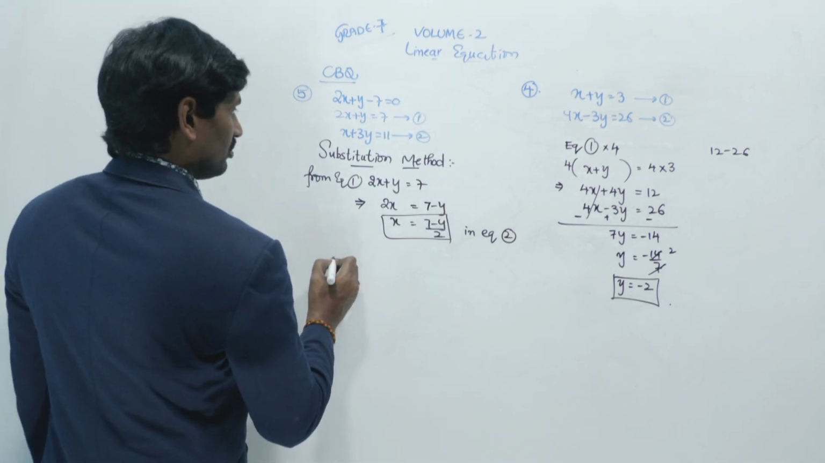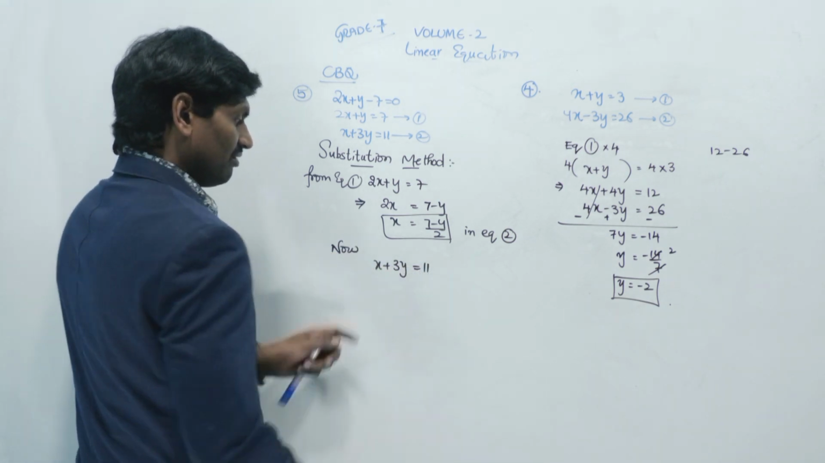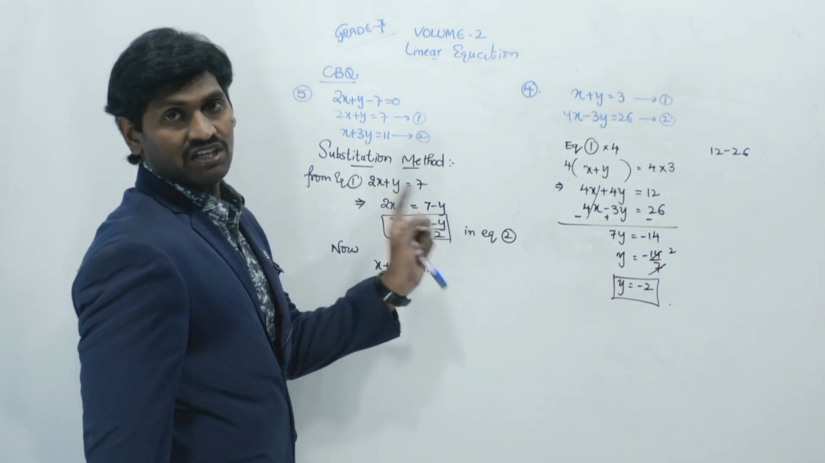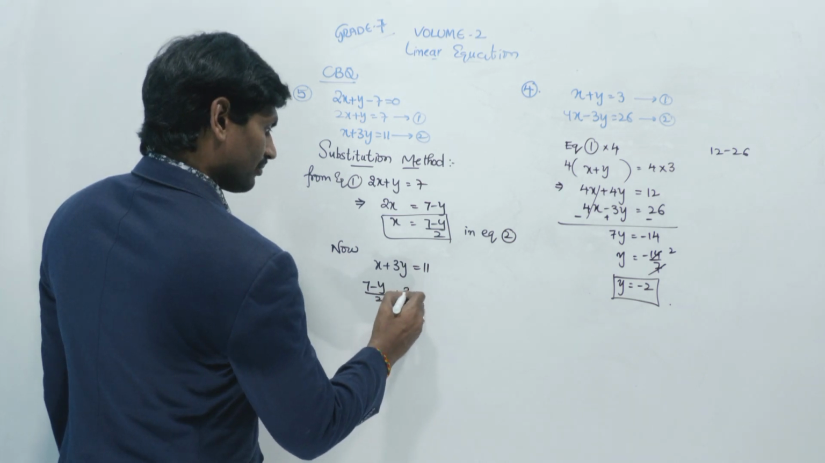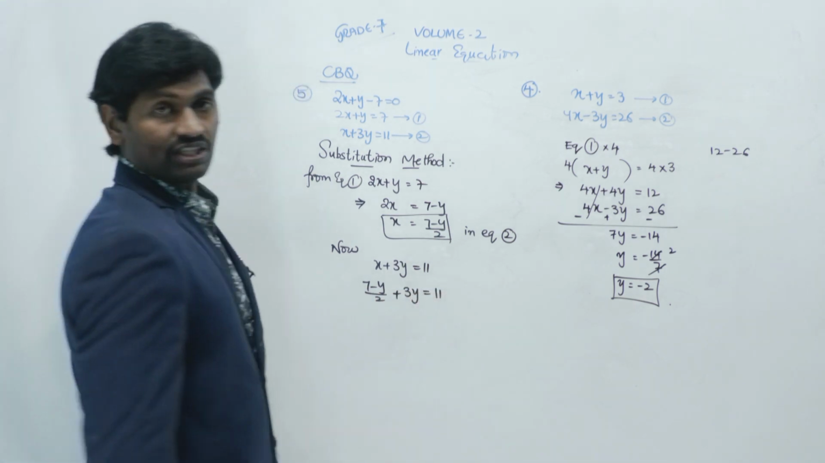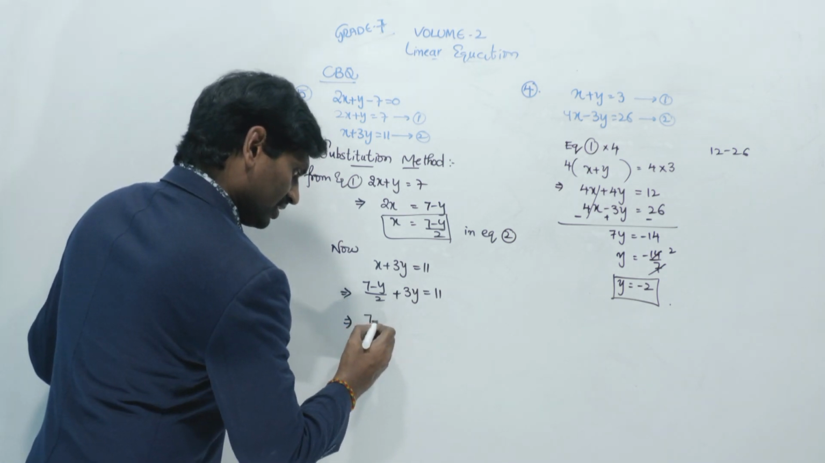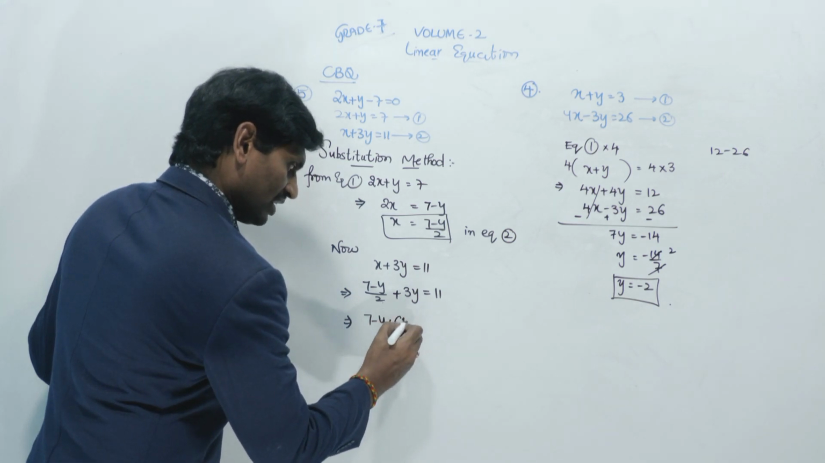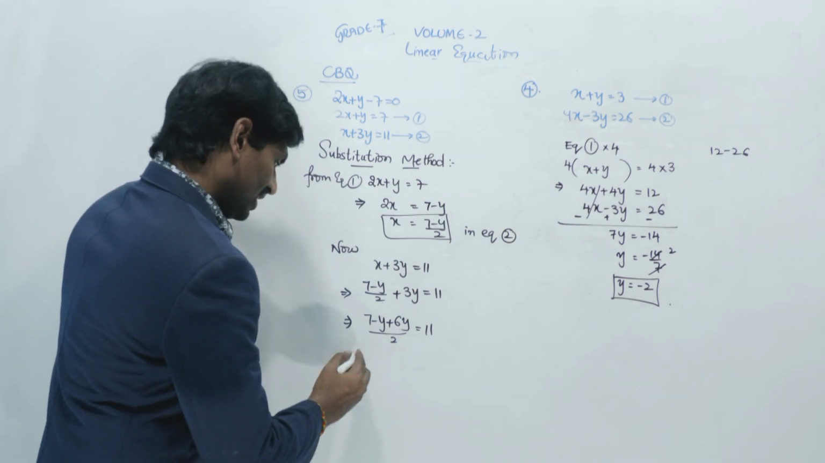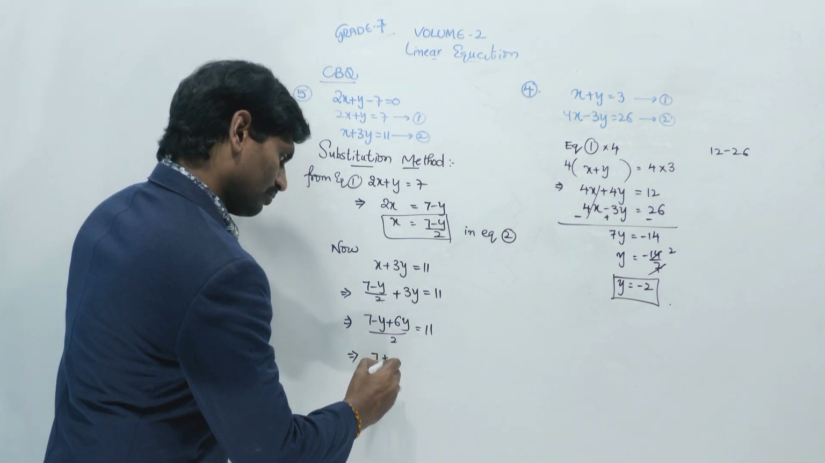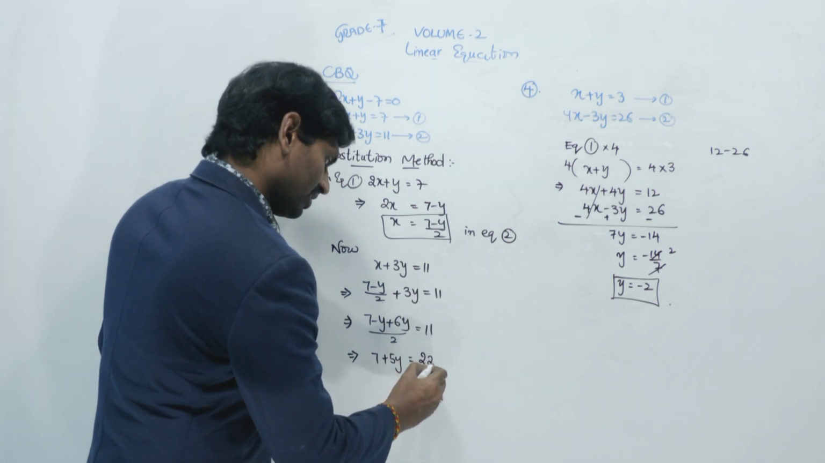What is equation 2? x plus 3y equals 11. Wherever you see x, you have to substitute 7 minus y by 2. So in the place of x we can write 7 minus y by 2, plus 3y equals 11. Now here, taking the LCM 2, 2 into 3y is 6y, whole divided by 2 equals 11. 6y minus y is 5y, so 5y, and the divide by 2 transposes to multiply: 2 elevens are 22.